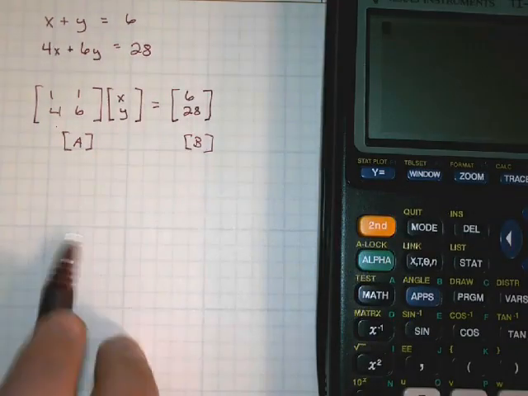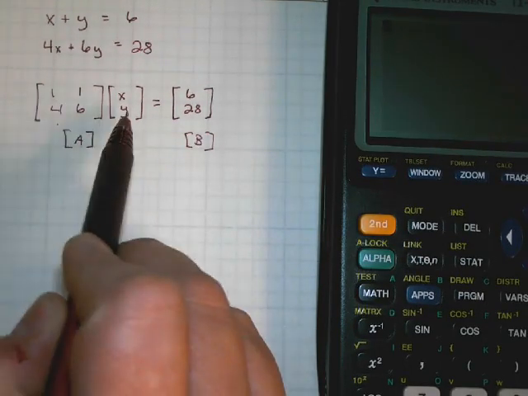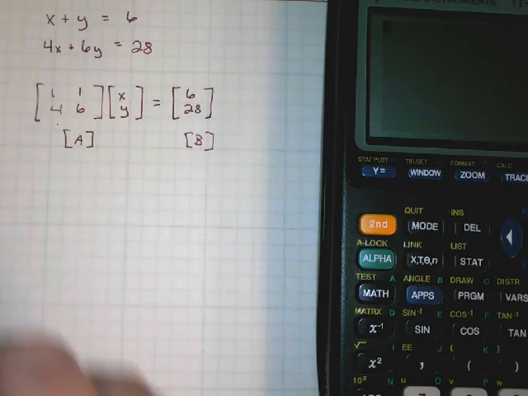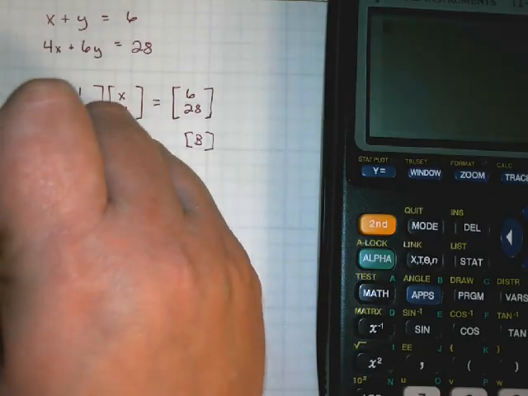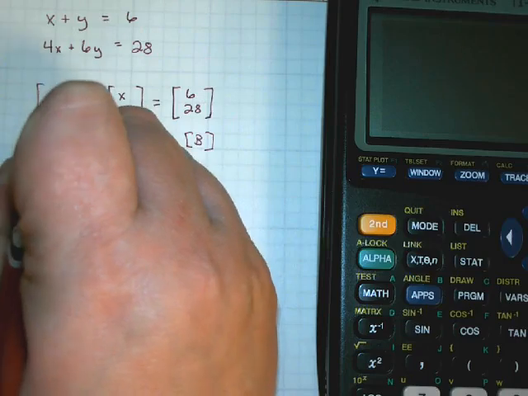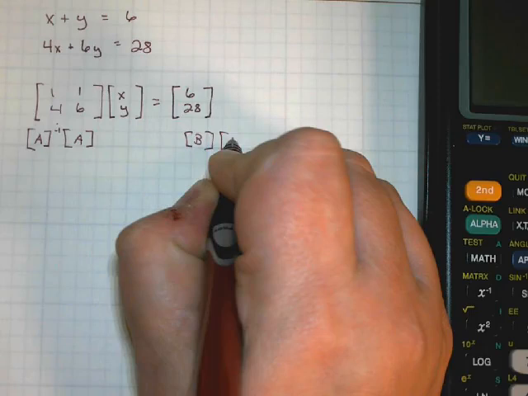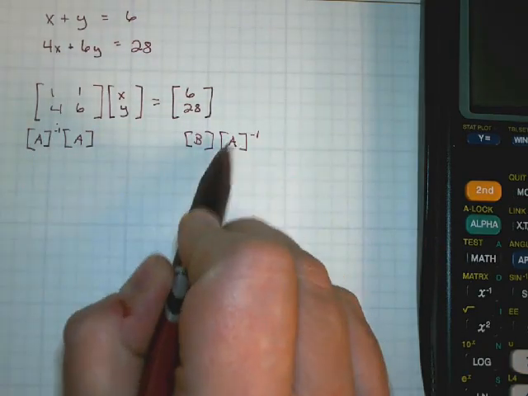Now, here's the real trick to doing this. I need to get this matrix moved away from my x and y so that I know what x and y equal. So I can't do matrix division, there's actually no such thing, but I can multiply both sides by the inverse of matrix A. Anything I do to one side, I have to do to the other side.